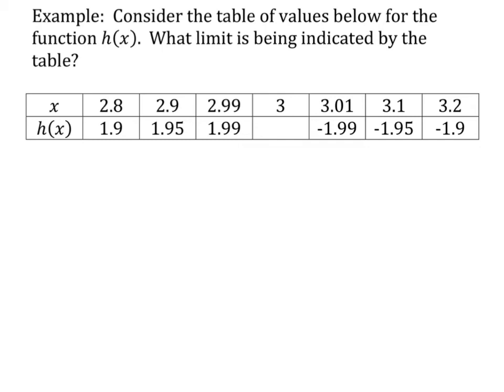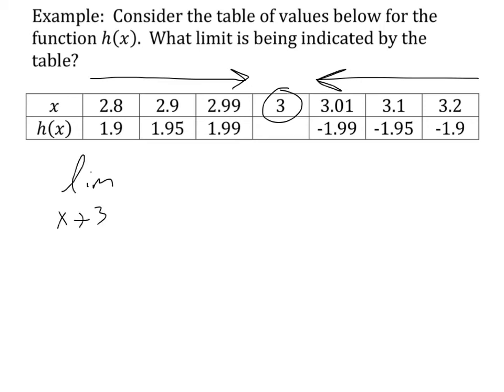Alright, so in this table there's a 3 in the middle. It seems like some of the numbers are leading up to 3 from the left, some are leading up to 3 from the right. And so we can probably write a left-hand limit, a right-hand limit, and a double-sided limit. So let's first start with the left-hand limit. That would be the limit as x approaches 3 from the left. If you didn't recognize that, take a minute now and write down what this limit is equal to.